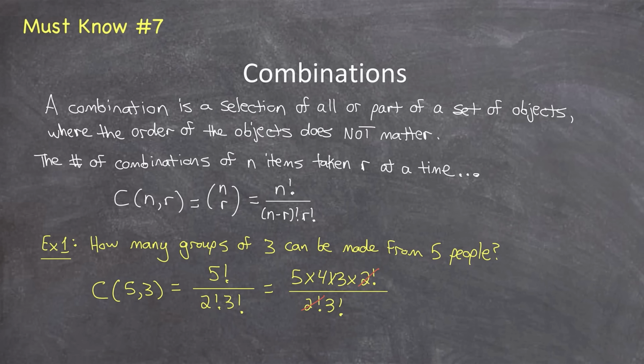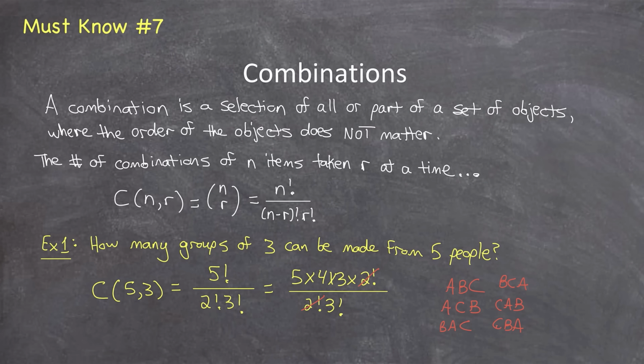Well, let me show you with letters. Let's say from the 5 people, one of the groups of 3 we make is person A with person B with person C. We wouldn't care what order those people are in. It could be ABC or ACB or any of the 6 different permutations I could make with those 3 people. I wouldn't want to count those 6 different permutations as different groups.